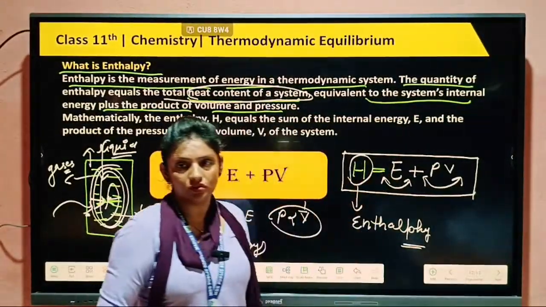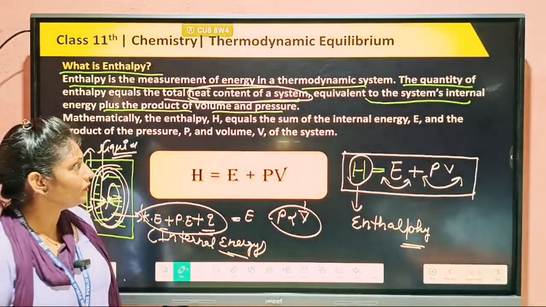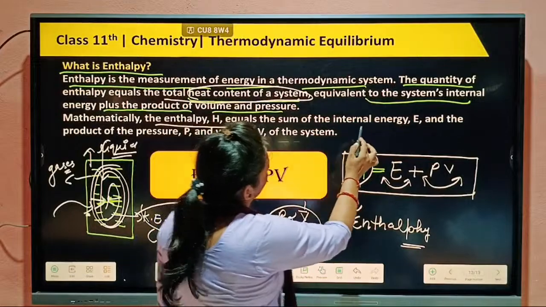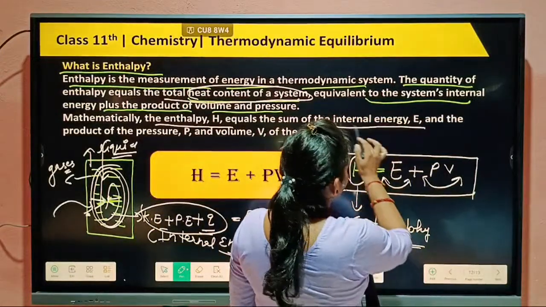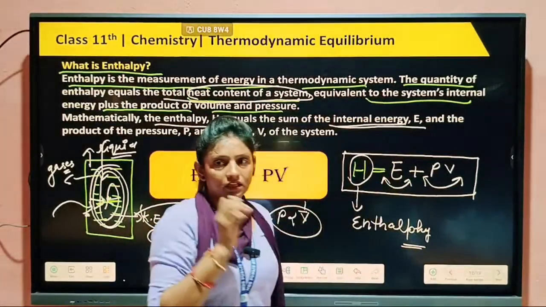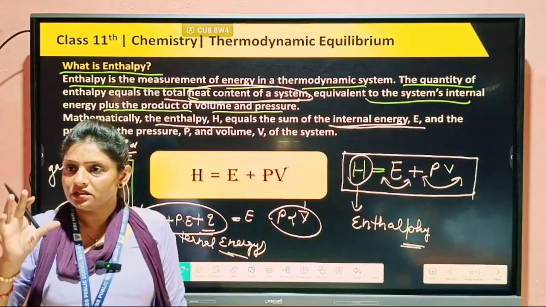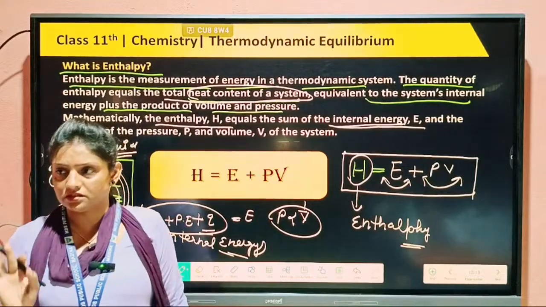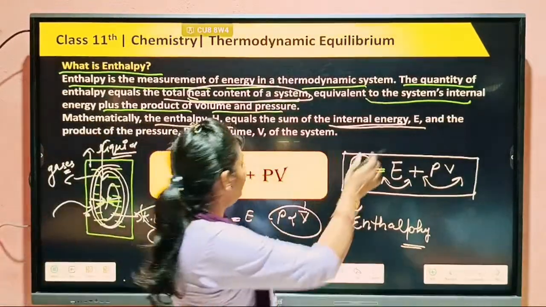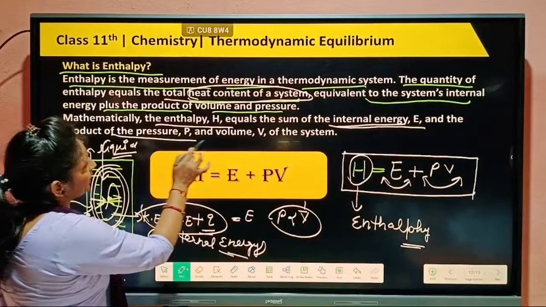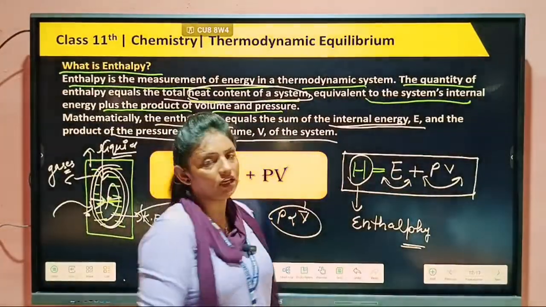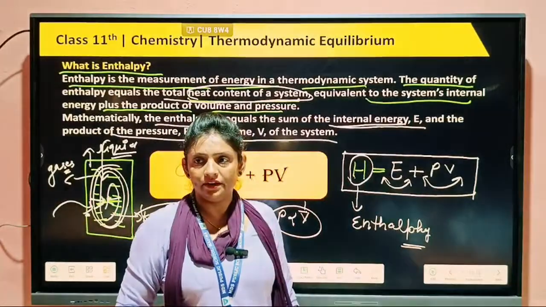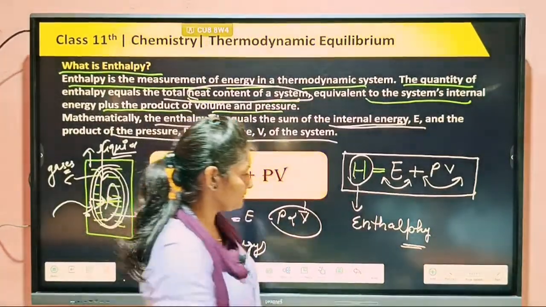It is clear to you or not? So the enthalpy H is equal to the sum of the internal energy, the total energy present in a system, it may be the sum of all energy present in a system, and the product of the pressure P and volume V of the system. It is known as the enthalpy. Any doubt in this? Yes.